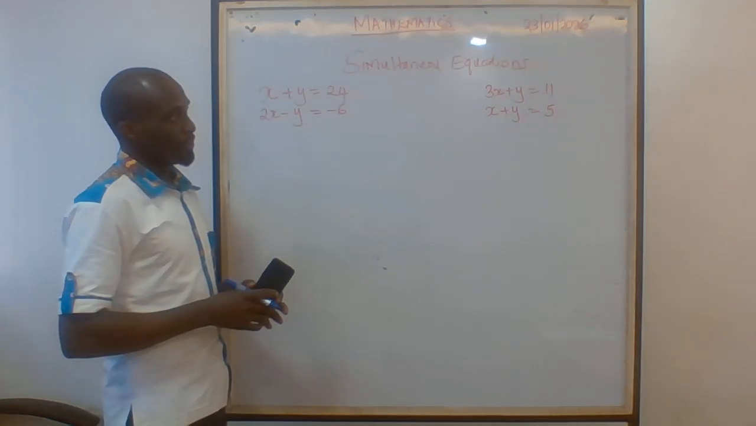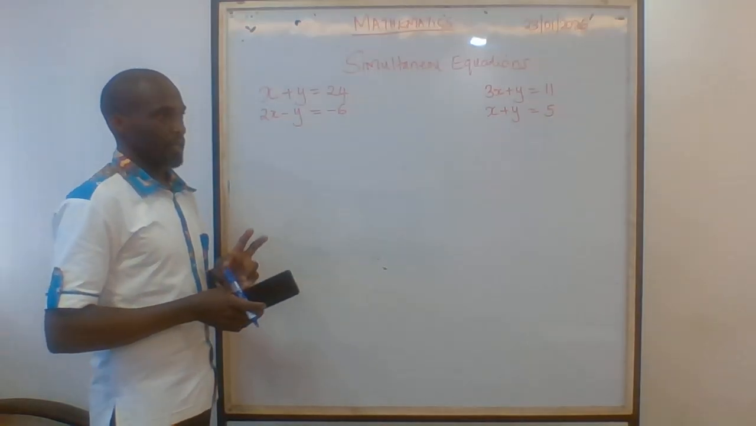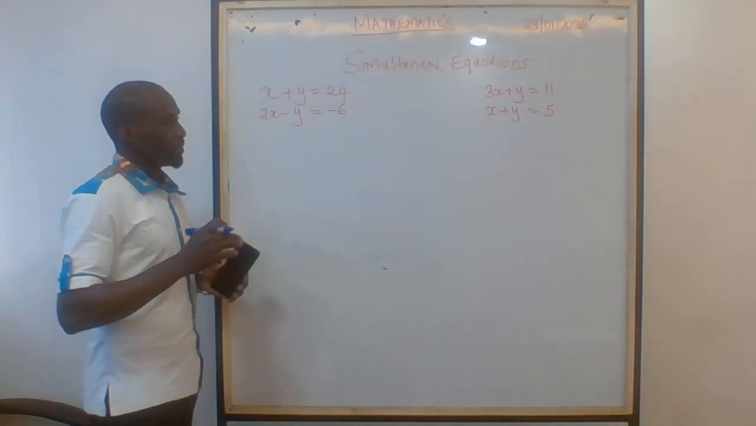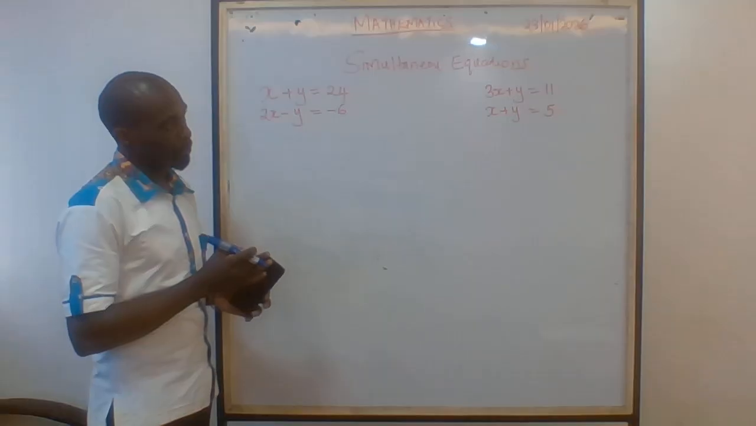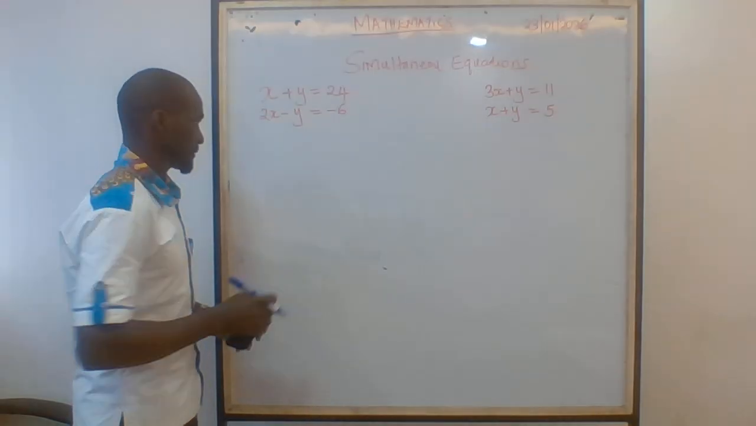So for today, we'll be looking at equations that have two unknowns. And we can also look at equations that have three unknowns. But for our examples today, let us try to solve simultaneous equations that have two unknowns.